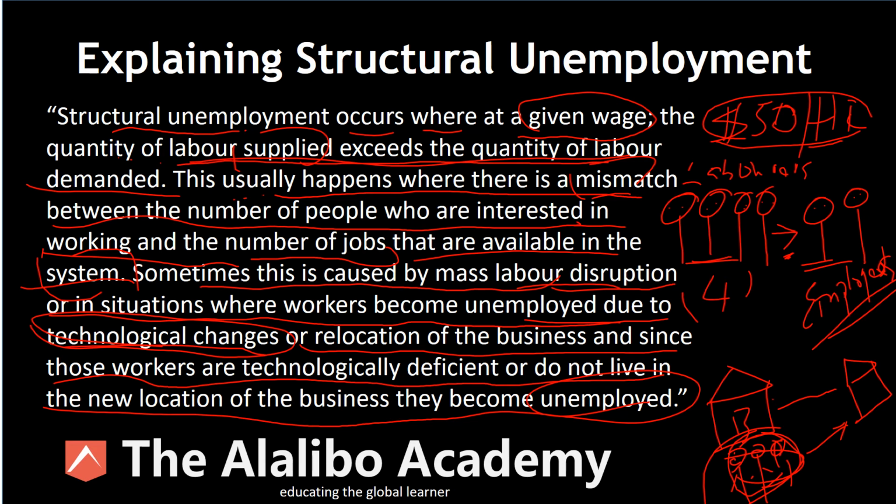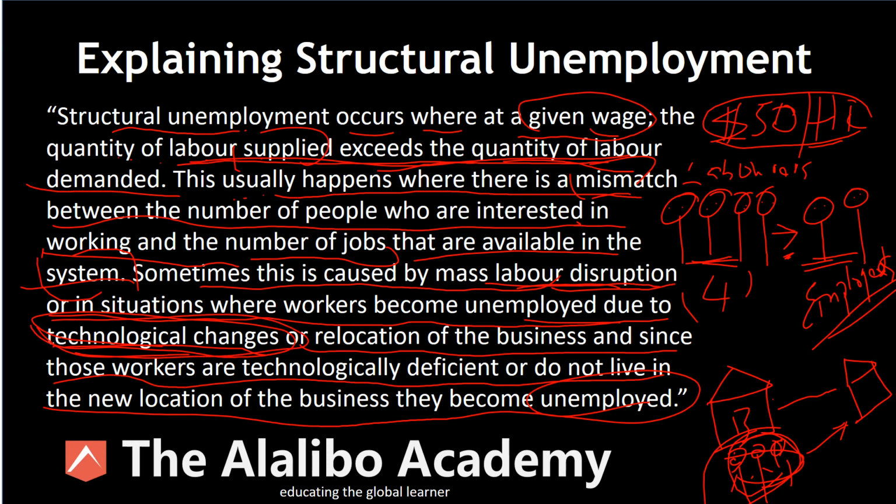Structural unemployment: at a given wage, which is $50 an hour, the supply of labor exceeds the quantity of labor demanded. And we see it here with 4 people looking for work, with 2 employers looking to hire 1 each. And that means the supply is more than the demand. And this is caused by labor disruption, right? And again, we gave the pandemic as an example, but it could be other things as well that could disrupt labor. For example, a strike, where employers have locked out workers. It could be a lot of other factors that could be responsible for labor disruption.